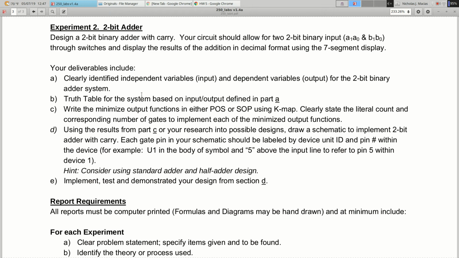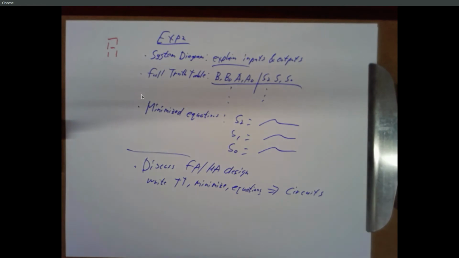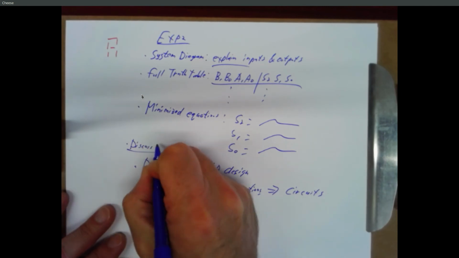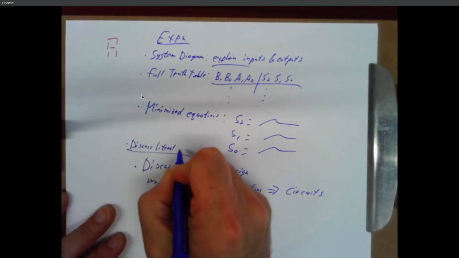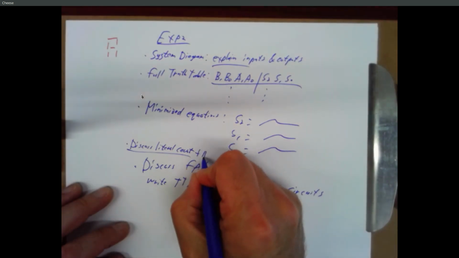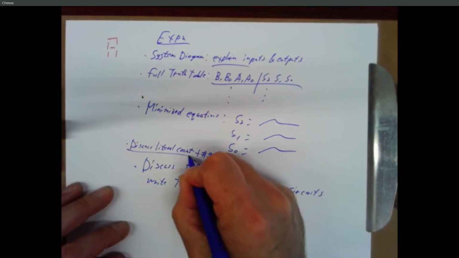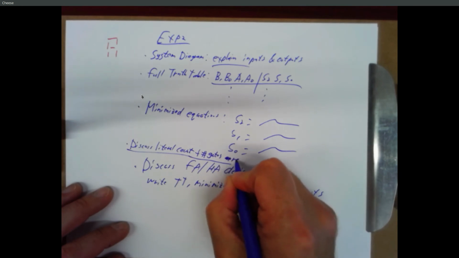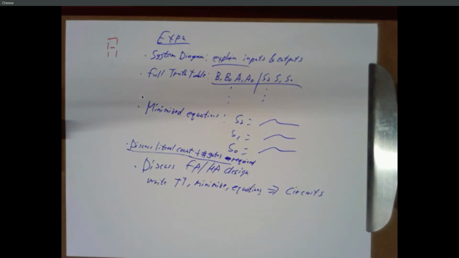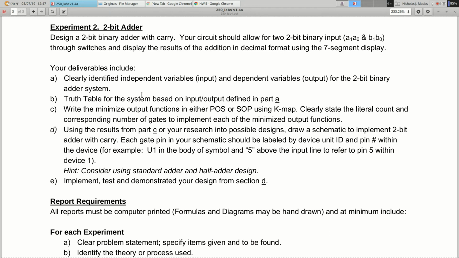And I skipped something in part C. Clearly state the literal count and corresponding number of gates to implement each of the minimized output functions. So minimized equations, discuss literal count. That's how many terms you're ORing together if it's a sum of products, or multiplying together if it's a product of sums, plus how many gates are required. So write your equations, discuss the literal count, talk about how many gates are required to implement that. So that's the end of part C.